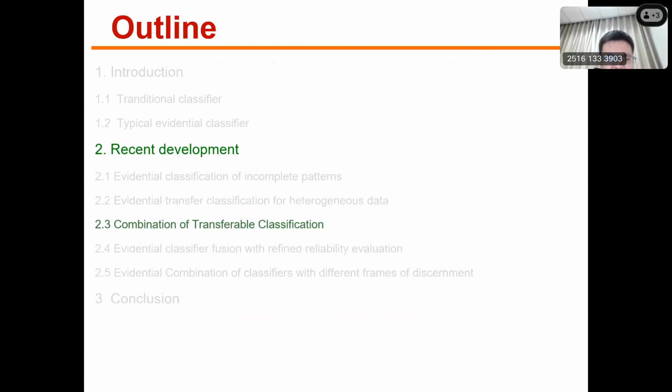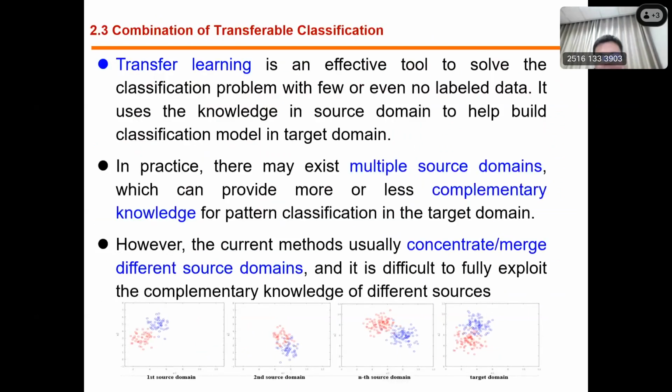Okay, another one is also about transfer classification, because in the previous work we just considered one source domain. In some applications, we may have multiple source domains. We can see these four figures. We want to do the classification for the target domain, the last one. We have many source domains, but each source domain has a different distribution. This is the first source domain, this is the second, this is the third one. In fact, each source domain can provide more or less complementary knowledge for pattern classification in the target domain.